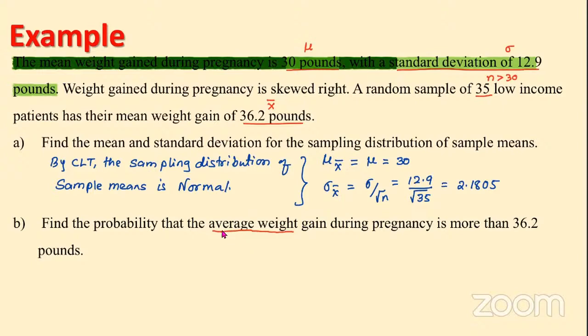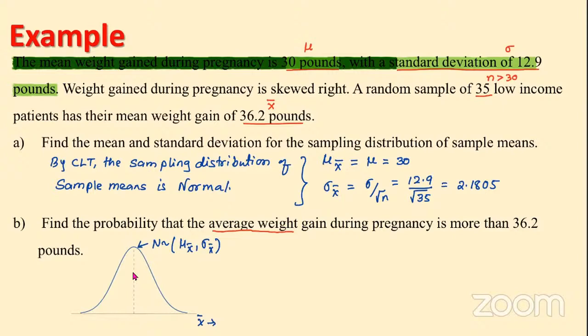Because we are looking at the average weight, the probability that the average weight gain is more than 36.2 pounds, we are going to draw the distribution for the average. And we already know that the sampling distribution of the sample mean or sample average is normal. So let's sketch that graph. Suppose that is my normal distribution. Remember, this is the normal distribution with the mean mu sub x bar and standard deviation sigma sub x bar, because we have x bar along the x-axis.